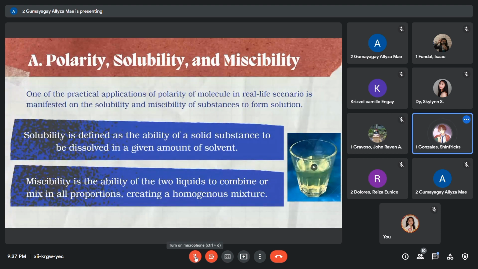Thank you. So, miscibility is the ability of two liquids to combine or mix in all proportions without separation into two phases. For example, water and ethanol are miscible because they mix in all proportions. And miscibility most often refers to liquids but can also apply to gas and solid phases. That's all. For the next part, let me call on Isaac Fundal.